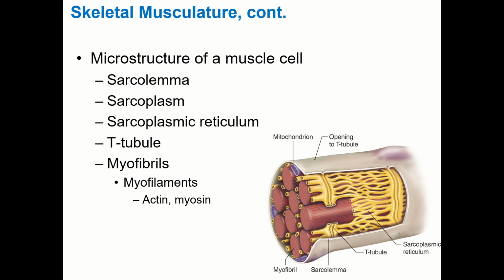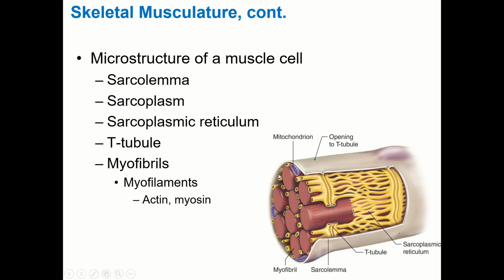Looking more closely at a muscle cell, some basic review of the components of a muscle cell. The first one there is the sarcolemma. The sarcolemma is the cell membrane of a muscle cell. And then we have the sarcoplasm. The sarcoplasm is the cytoplasm of a muscle cell. So it's the fluid that is here between all these structures.